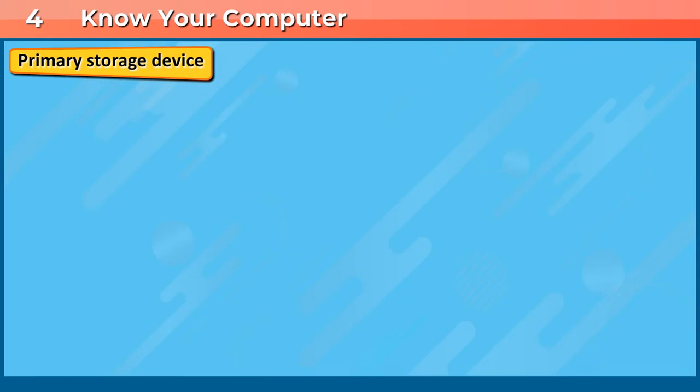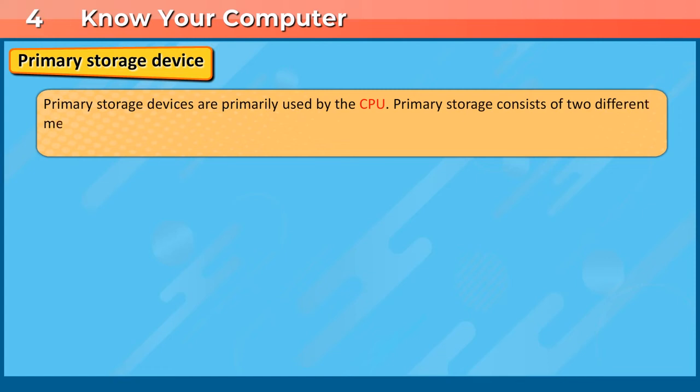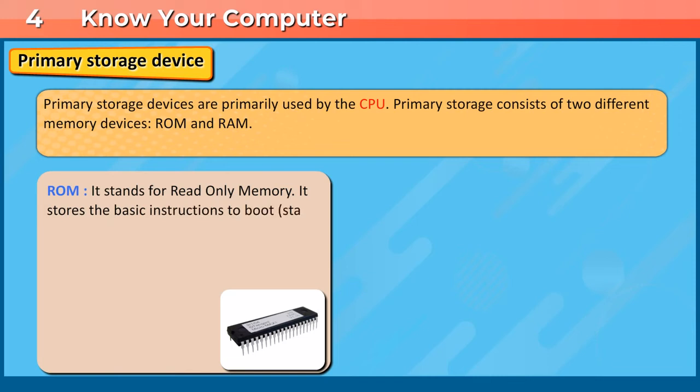Primary storage device. Primary storage devices are primarily used by the CPU. Primary storage consists of two different memory devices, ROM and RAM. ROM stands for read-only memory. It stores the basic instructions to boot, or start, the computer. It stores the data permanently.